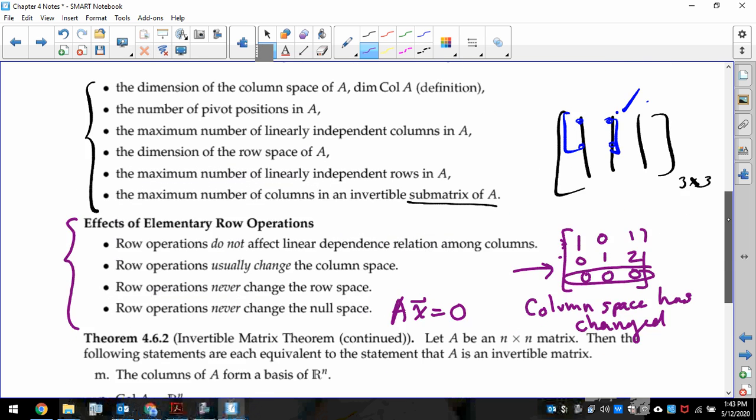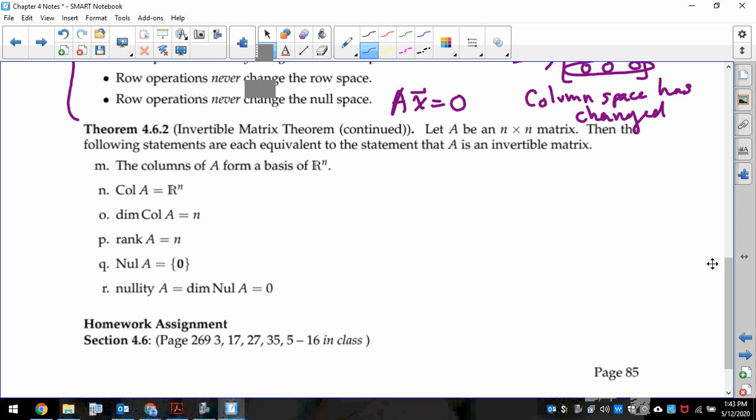I know I'm jumping in, but let's go ahead and look at this theorem here. This is the invertible matrix theorem, IMT, and we're just adding on a few things here. So if the matrix is invertible, then these following things are true. We're adding these on to the invertible matrix theorem from chapter 3. And so here, M, let's go ahead and read it. It says the columns of A form a basis for Rn. So n is the number of columns and rows. And so if the matrix is invertible, then you have a basis out of the columns.